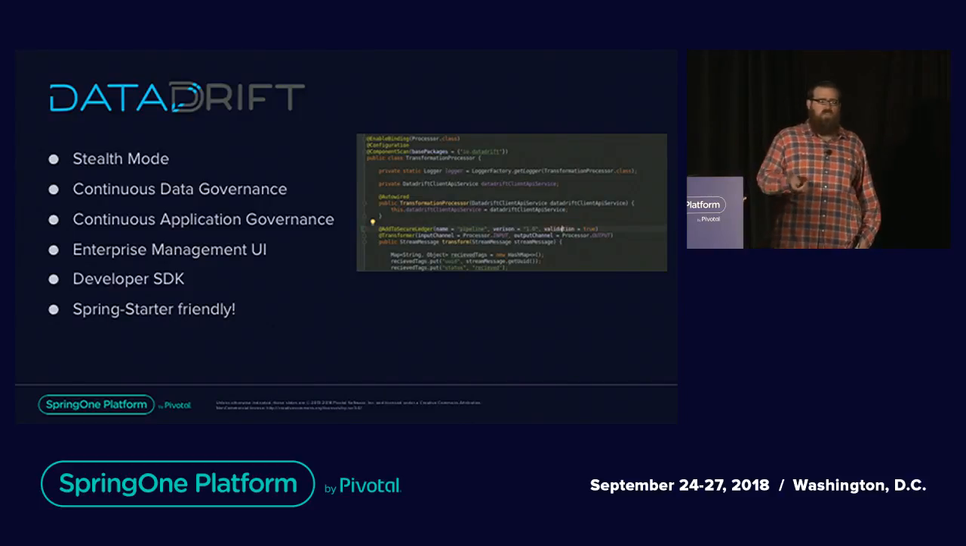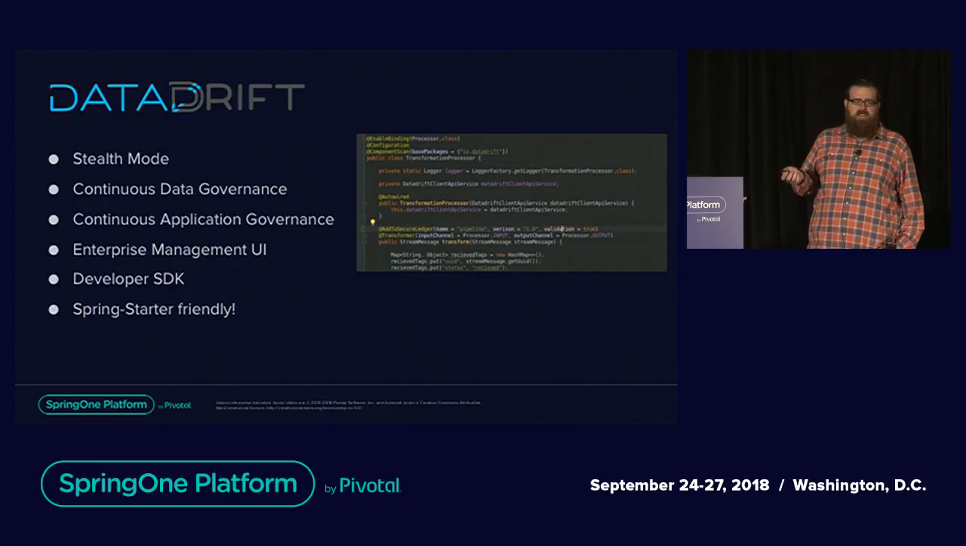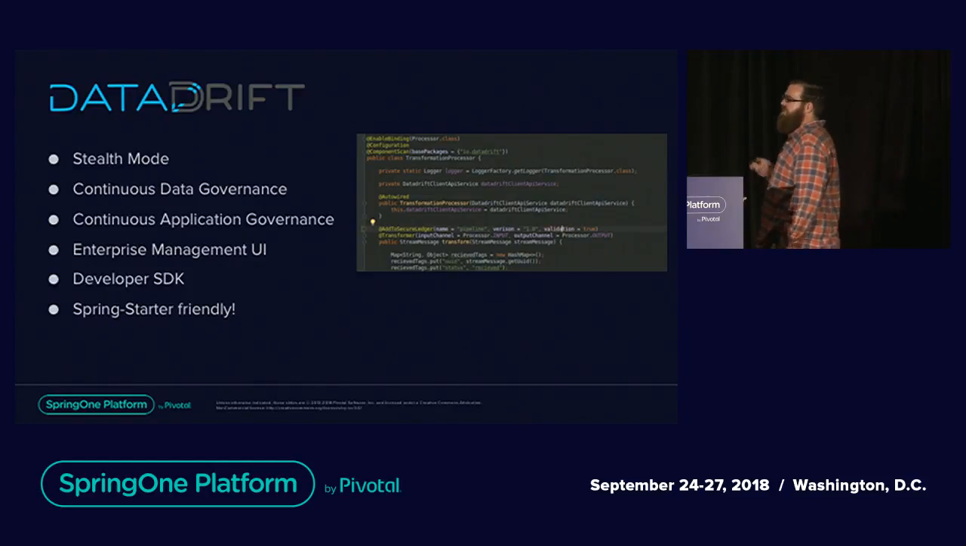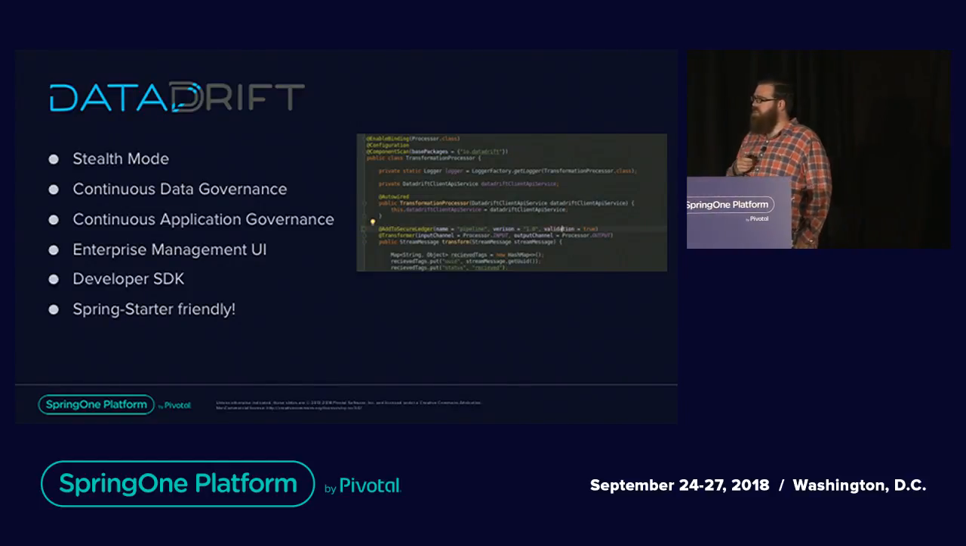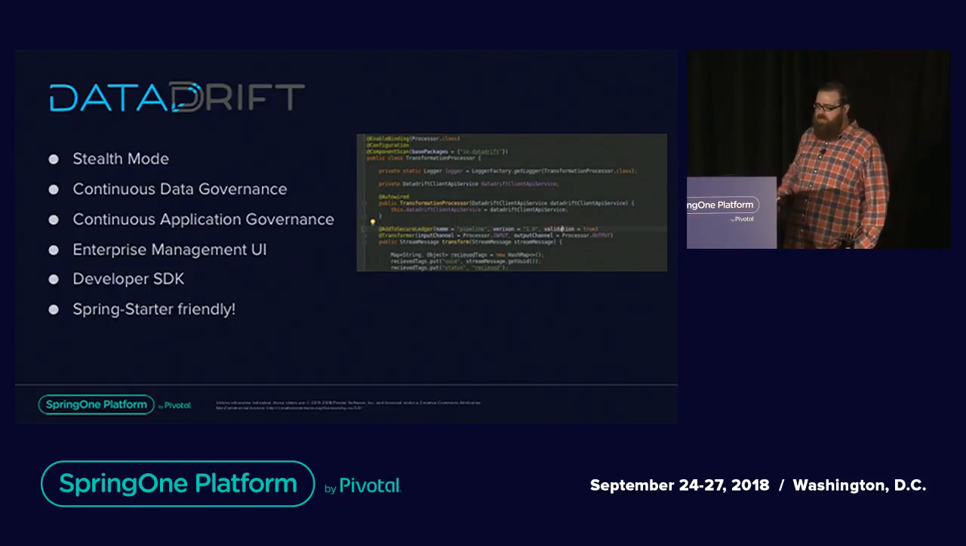Now, these are terms you have probably not heard today because they invented them, right? They figured if AWS gets to invent all these words, then so do we, right? So we're going to describe exactly what it means to have continuous data governance, and we're going to describe what it means to have continuous application governance.